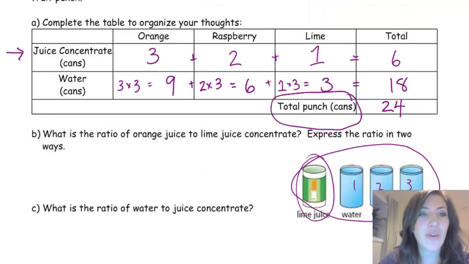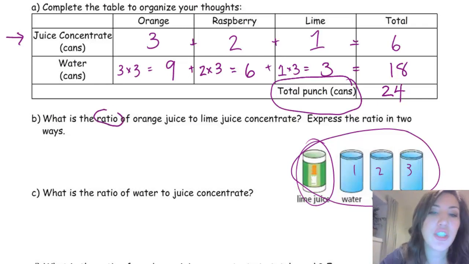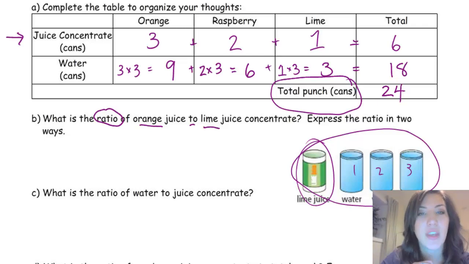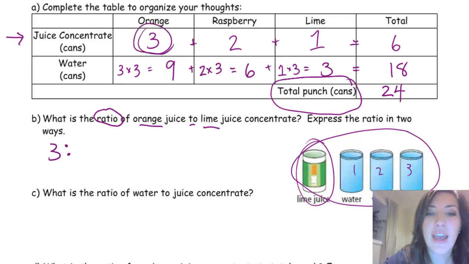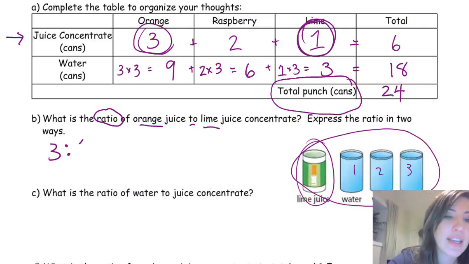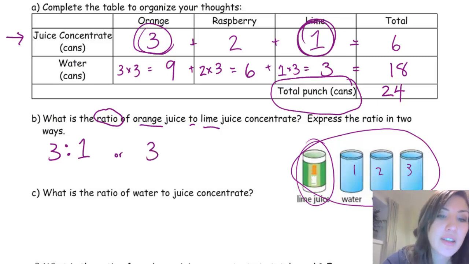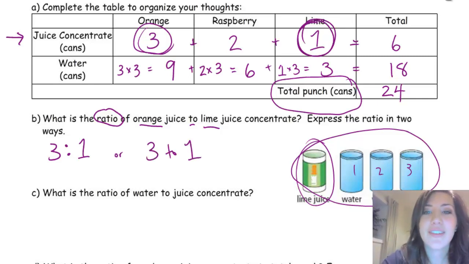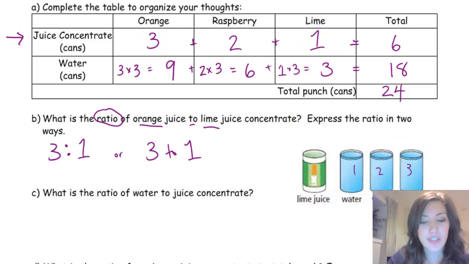So let's now complete these questions now that we've organized our thoughts. What's the ratio? So we're looking at the ratio today. What's the ratio of orange juice to lime juice concentrate? Express this in 2 ways. Okay, so orange juice, we know that we have 3 cans of orange juice here. And lime juice, we have 1 can of lime juice. So that would be one way to express it, 3 to 1. Or you can do it in words, 3 to 1. So I'm going to just clean this up a little bit here. So those are 2 ways to express that.